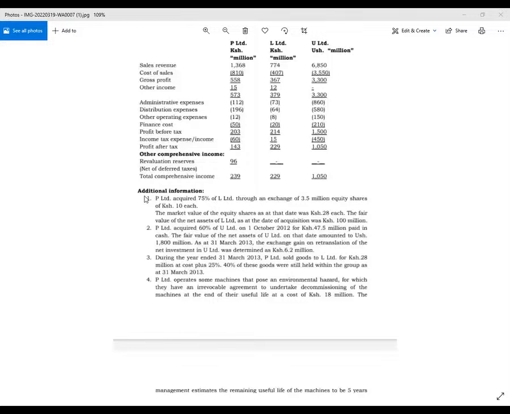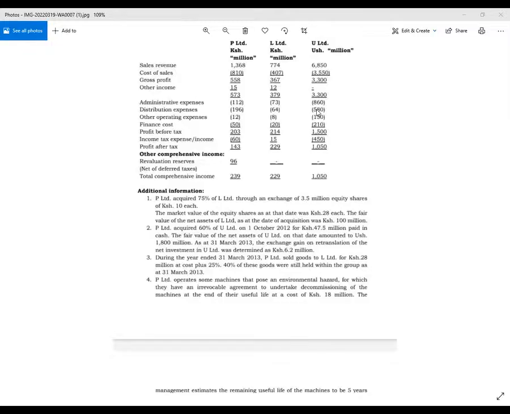Apart from the administrative cost, I've been able to put impairment loss there. I know the next one will be the distribution cost. Could you kindly do the distribution cost and give me an answer? So for distribution cost, take 196 plus 64 times 9/12 plus 580 times 6/12.